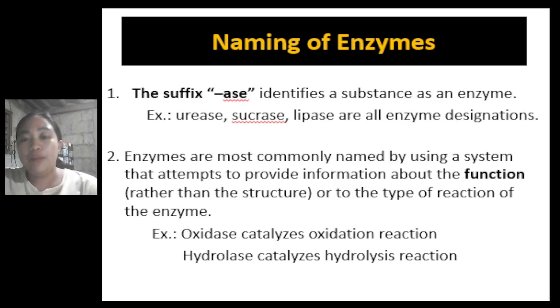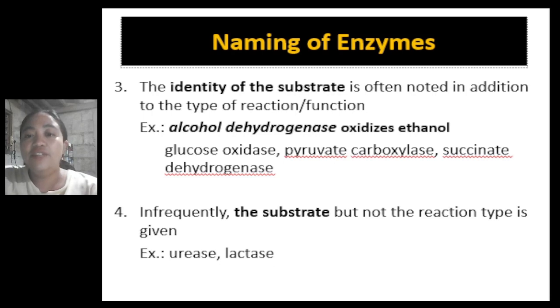In the first class of naming, the enzyme is generally named by adding -ase to the end of the name of the substrate. Again, the suffix -ase is added to the end of the name of the substrate. The next is that the identity of the substrate is often noted in addition to the type of reaction or function, like alcohol dehydrogenase. This enzyme oxidizes ethanol or alcohol.